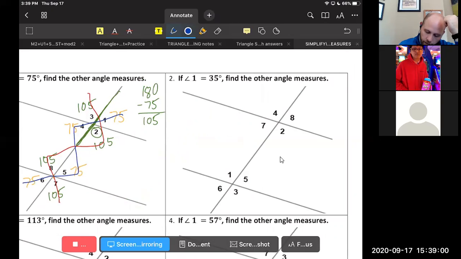I throw on angle 1 is 35 degrees. What other angle is 35 degrees? Anybody? Number 3. 3 is 35. What angle's up in the top cluster? 2, 4, 6, and 8, or 2, 4, 7, and 8? What do we think?